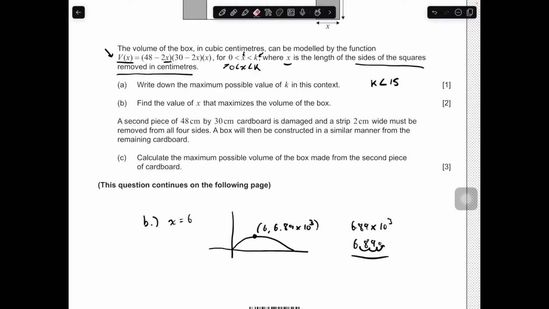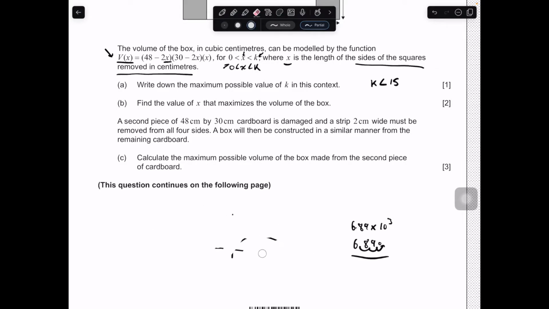Okay, let's go ahead to part C. A second piece of 48 by 30 centimeter cardboard is damaged, and a strip 2 centimeters wide must be removed from all 4 sides. A box will then be constructed in a similar manner from the remaining cardboard. Calculate the maximum possible volume of the box made from the second piece. Okay, so let's get some space down here. I'm going to erase that actually, and we'll see what we can do.